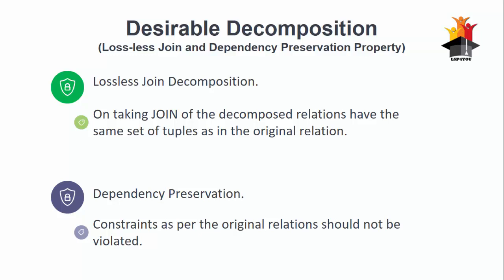Lossless join decomposition means that on taking the join of the decomposed relations, we have the same set of tuples as in the original relation. And dependency preservation means constraints as per the original relation should not be violated. See, all the constraints in the base relation we need to preserve after decomposition. So the decomposed relations should give all the constraints which were present in the original base relation.